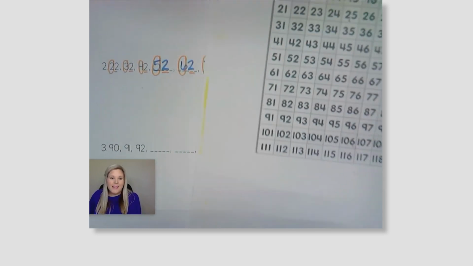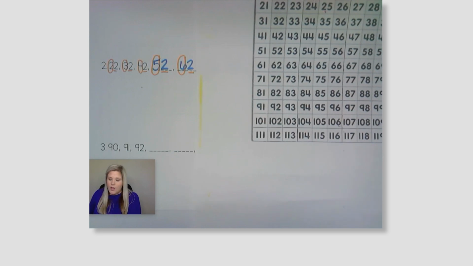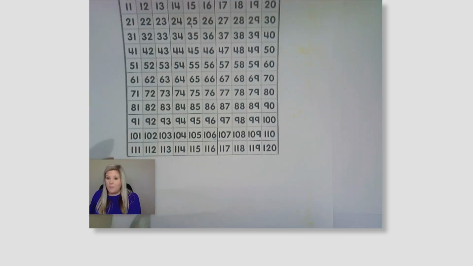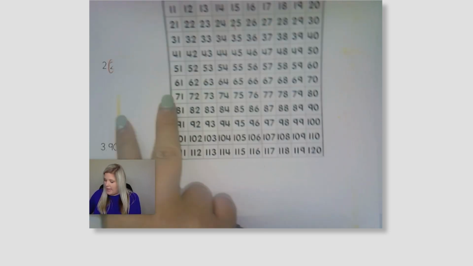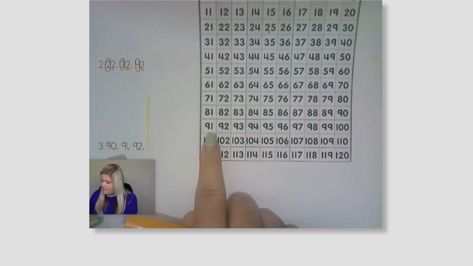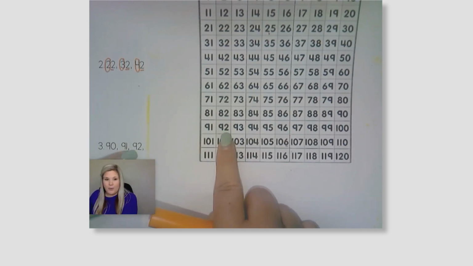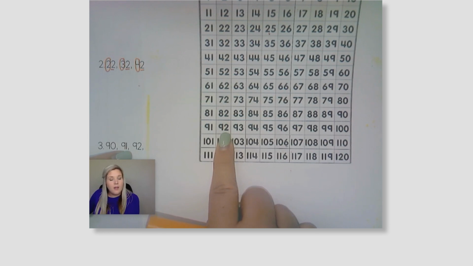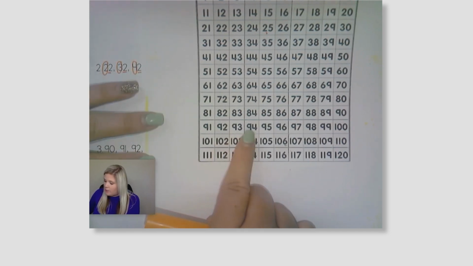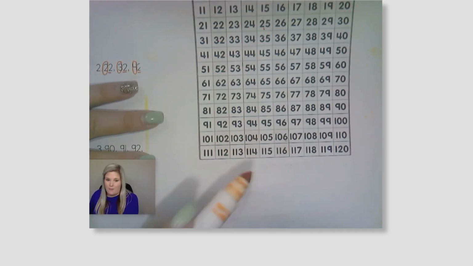All right, let's check your work. The first step would be to find the number 90 on your 120 chart. And the next number in our problem is 91. And then 92. So if we're moving across our 120 chart, are we counting by ones or by tens? Right, we're counting by ones. So we're going to keep moving to find the next 5 numbers.